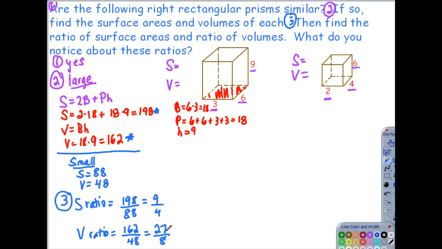Okay. Now, the final piece, this is a lot going on in this problem. This is kind of exploring what's happening. The final piece, it says, what do you notice about these ratios?